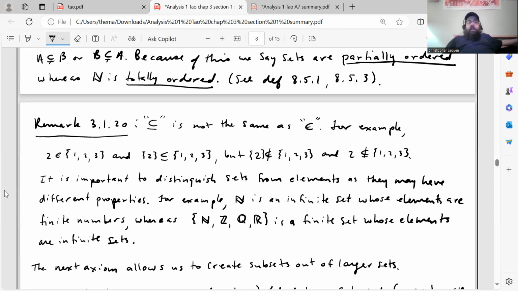For example, the natural numbers is an infinite set whose elements are finite numbers, whereas the set containing the set of natural numbers, set of integers, set of rationals, and set of real numbers is a finite set, it has 4 elements in it, right? Whose elements are infinite sets.